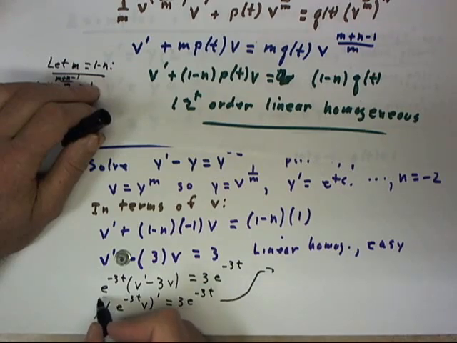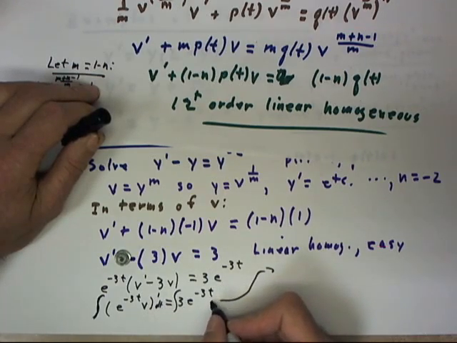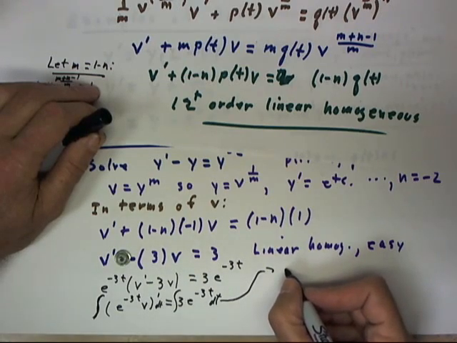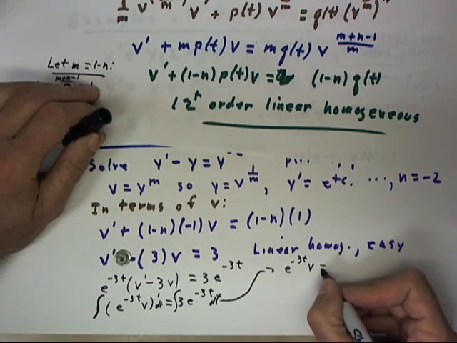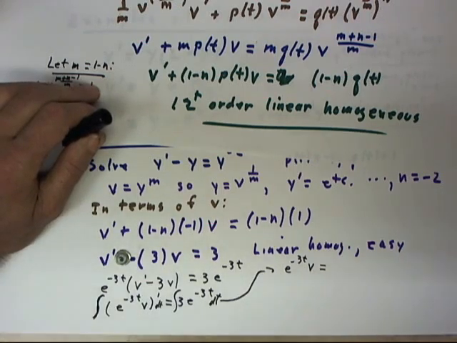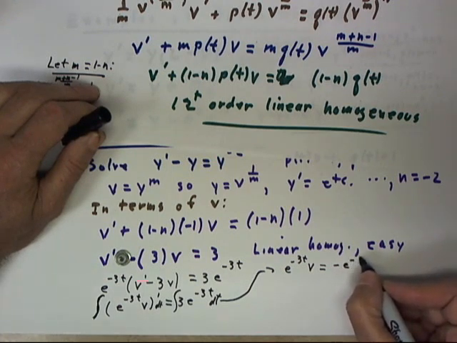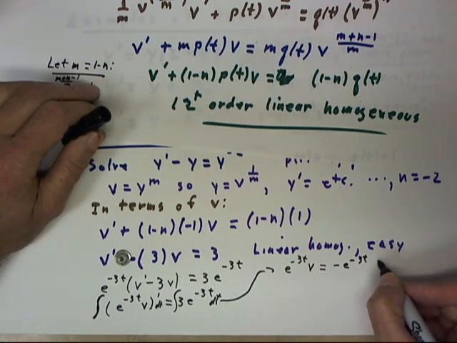I'll just put the integral signs. That's a bad looking integral sign. Put the integral signs on both sides with respect to t and with respect to t. I have to kind of sneak that in. The integral of this side is just going to be e to the negative 3t times v. The integral of the right-hand side will include the integration constant. When we integrate the right-hand side, it is just going to be negative e to the negative 3t, plus a constant.